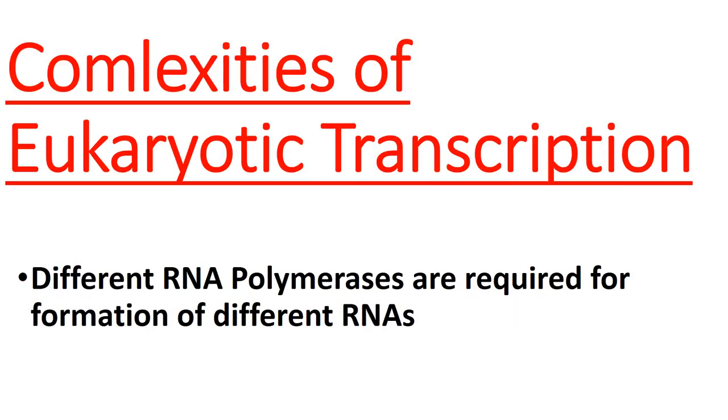So we were talking about the difference of transcription between eukaryotes and prokaryotes, and I told you that in eukaryotes there is requirement of different RNA polymerases for the formation of different types of RNA. So you can say this is a complexity of eukaryotic transcription in comparison of prokaryotic transcription. So this is the first complexity in eukaryotic transcription that is found.